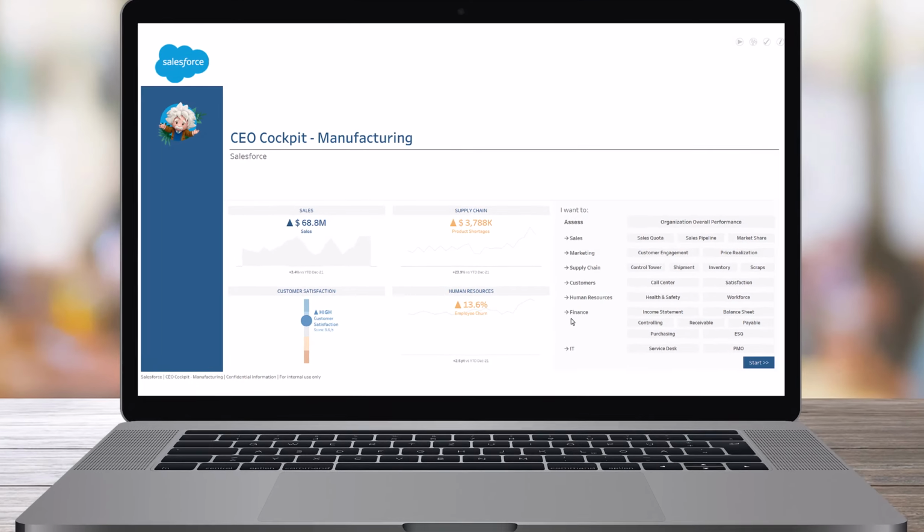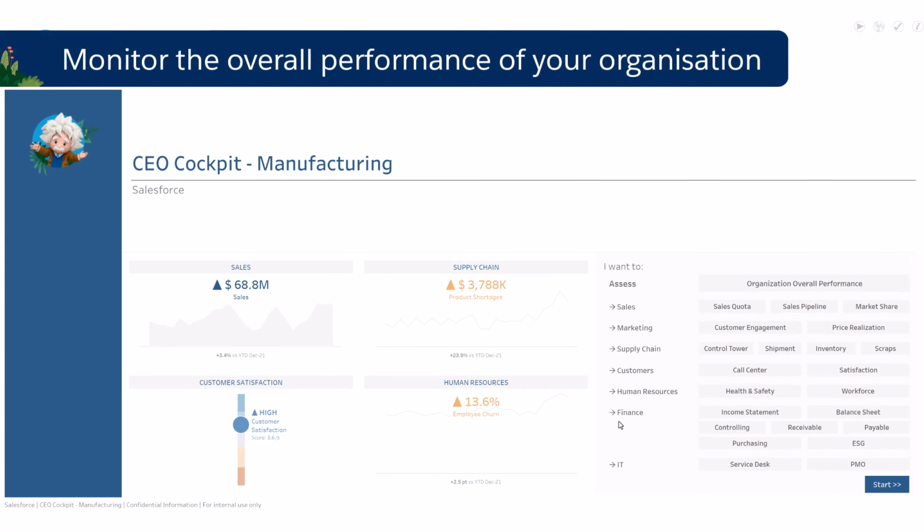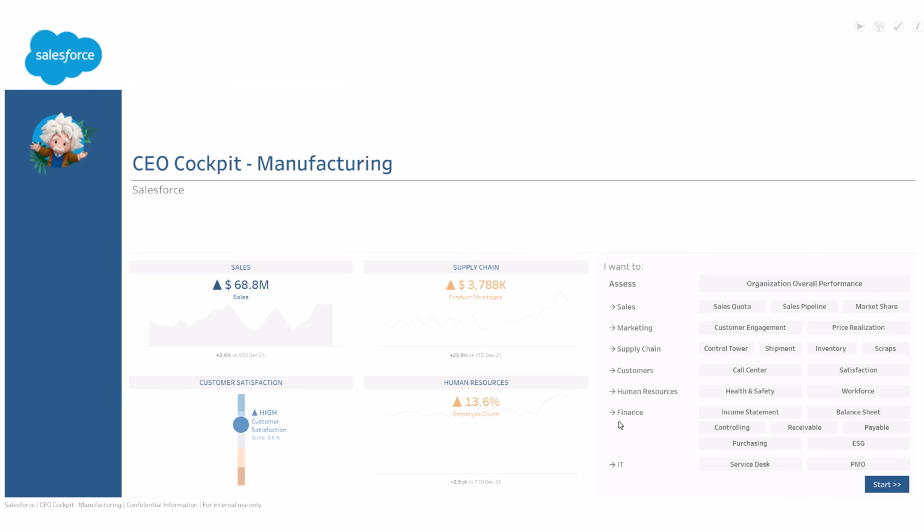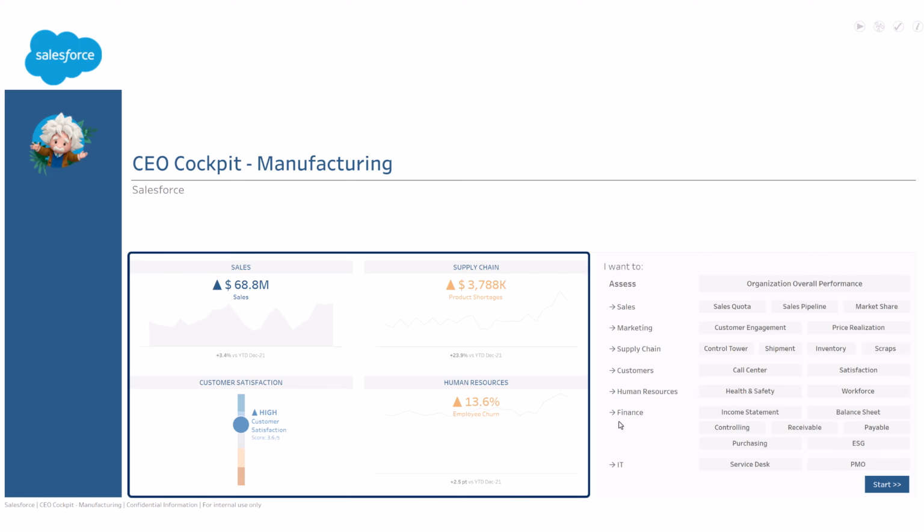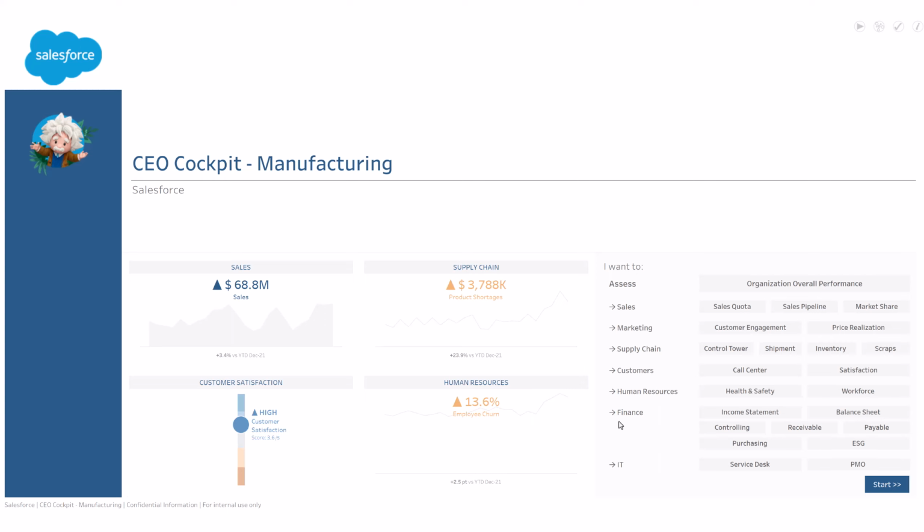If you work in the manufacturing industry, this accelerator enables you to monitor the overall performance of your organization and, where necessary, to drill down to the finest level to define the best actions to take. On the left, you can see the performance of your top 4 KPIs: sales, supply chain, customer satisfaction, and human resources.